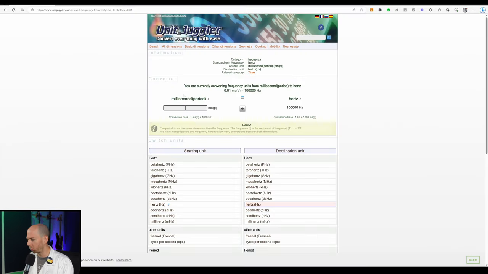Now, I found this website that'll actually do the conversion for us. So 10 milliseconds per period or cycle is 100 hertz. So on a rough estimate, that initial punch from that kick drum is about 100 hertz, which is interesting because that's pretty high up, right? Most people think a kick drum's like 80 or 50 hertz.